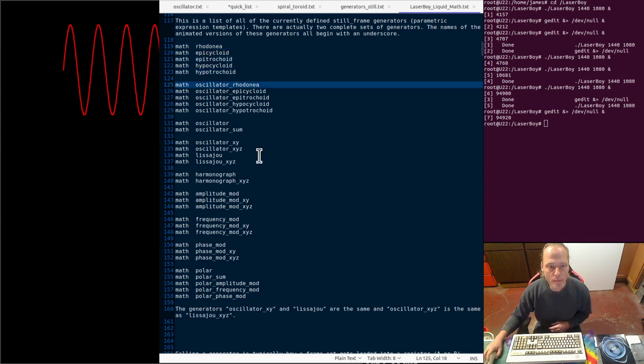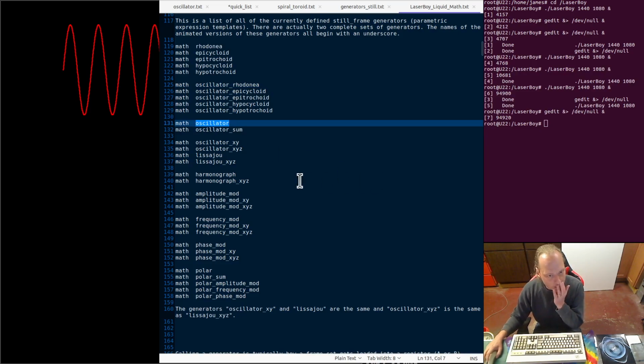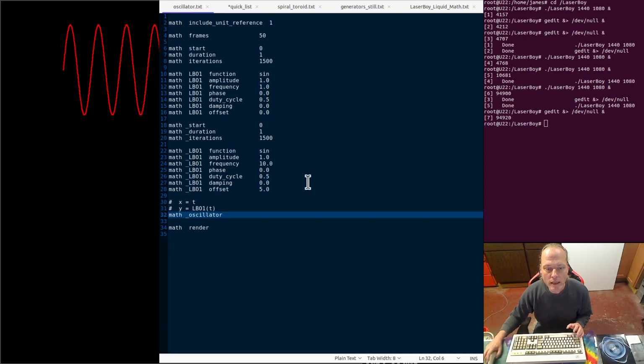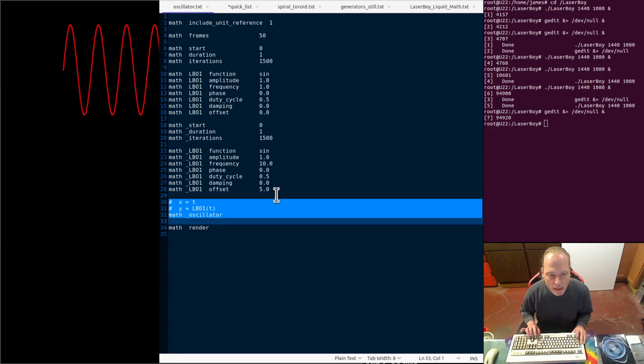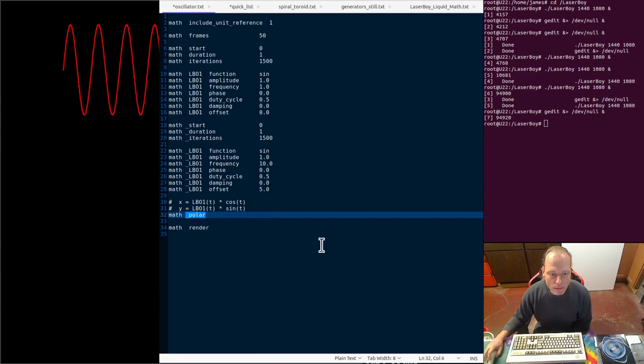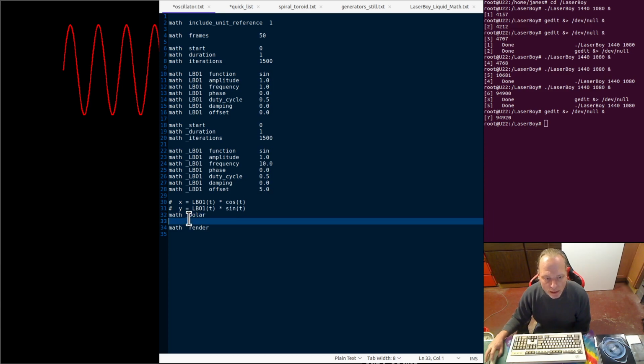But anyway, we looked at oscillator, so let's look at a different one now. Let's look at polar, which also just uses LBO1. And let's go back to here, and let's go ahead and just replace that. Okay, so now we're calling polar the animated version of it, as you can see, because it begins with the underscore character.